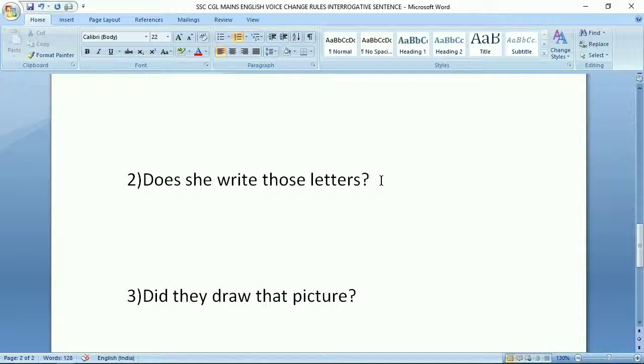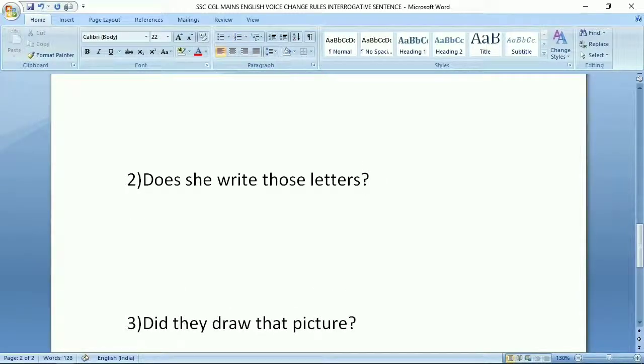This active sentence is given in simple present, so the passive sentence is going to begin with is, are, or am, not was or were. As the object is in plural form, we have to write are. After that the object: are those letters. What is the main verb here? Write.